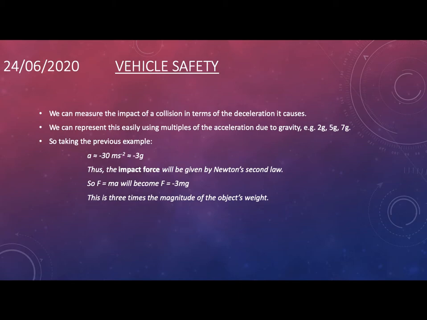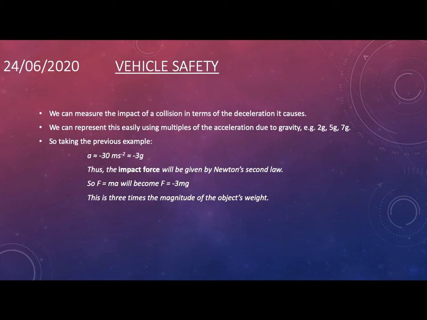So the impact force is equal to mass times acceleration. The deceleration on that mass tells us what the impact force is. We could easily represent that using multiples of the acceleration due to gravity, only because that's something that we're familiar with. Like how much gravity pulls us down. If it were pulling us down twice as much, we could say it was 2g. If it was pulling us down 5 times as much, 5g, etc.